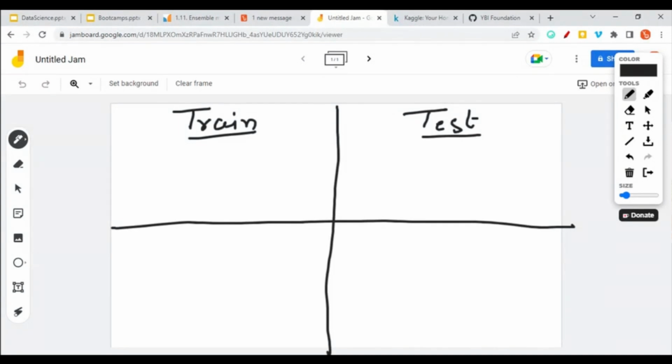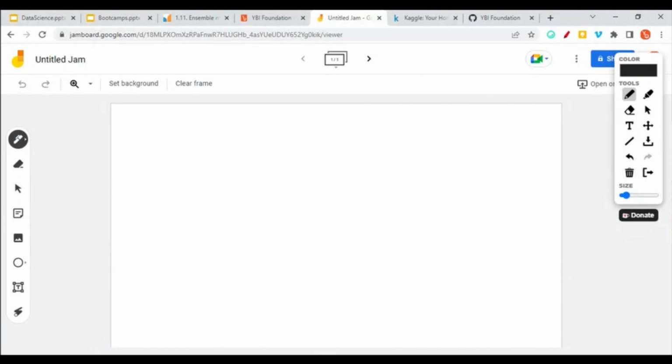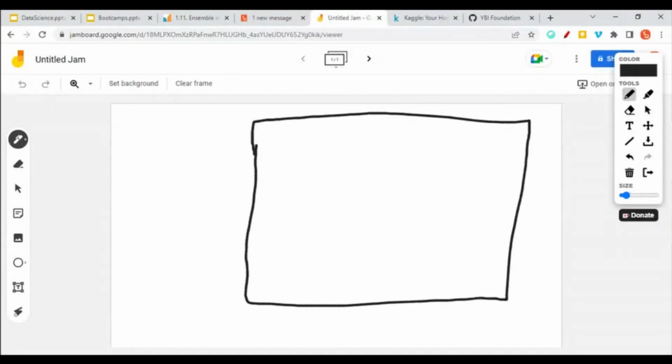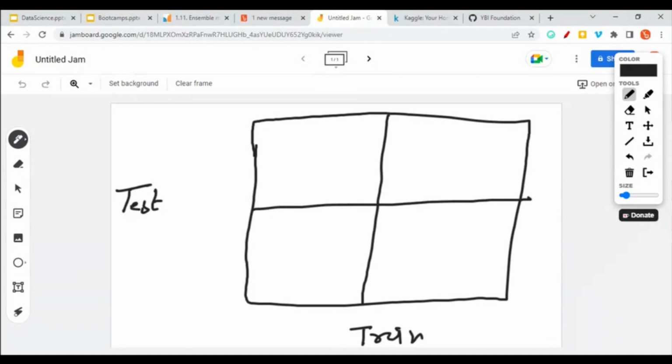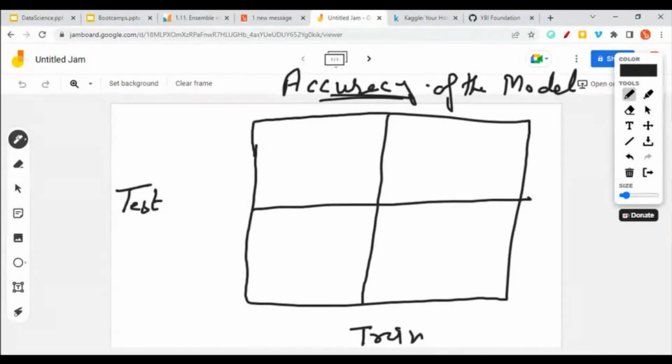So there are possibilities that I am getting high and low accuracy. Let me draw it this way. I have this matrix. This is about test, this is about train. I am talking about the accuracy. This is a 2x2 matrix we generally use in corporate or in business. The accuracy of the model can be low or high.